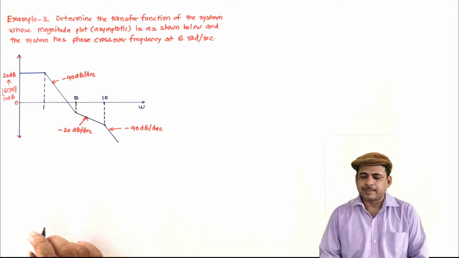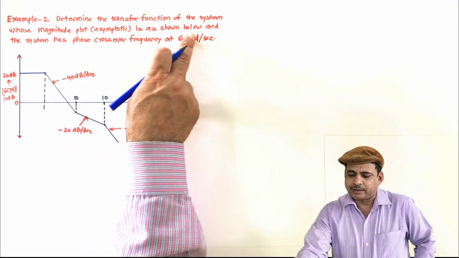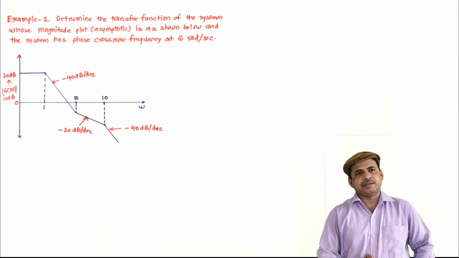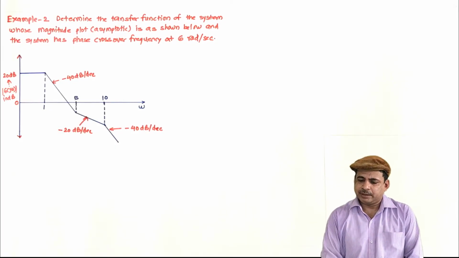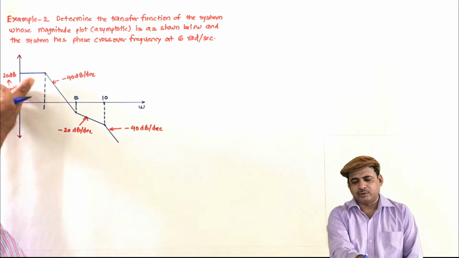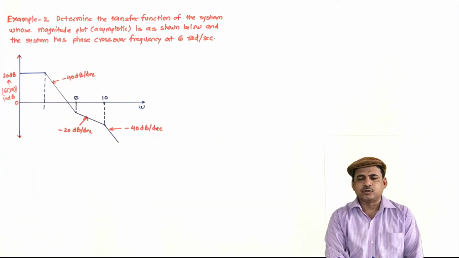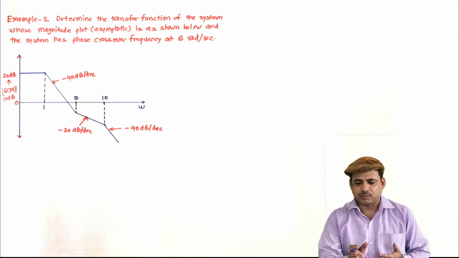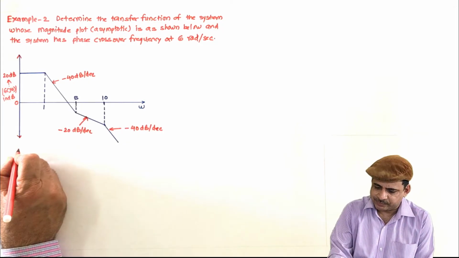In this case, what is given? We have to find out the transfer function, and the system has phase crossover frequency 6 radian per second. So we have to cross verify for dead time if any, and no need to have the starting frequency because the starting slope is 0 dB. So 20 log k is the starting point. From that we can find out k. But let us find out the different factors.